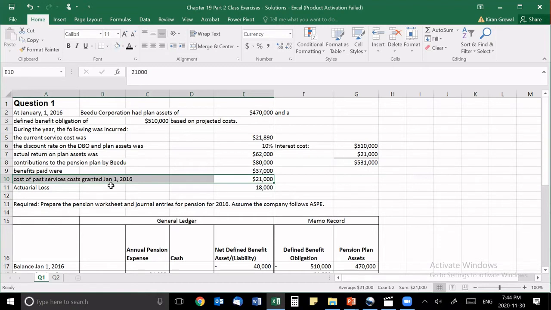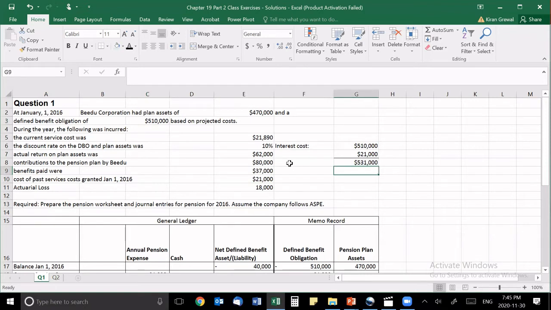If it said the cost of past service was granted December 31st, then you wouldn't be adding this 21,000 to your DBO to determine your interest cost. You would just take your discount rate and multiply it by the opening balance of the DBO. If you remember from the last video, this past service cost was granted December 31st, so we didn't have to do anything with it when we were figuring out our interest costs. But because this is granted at the beginning of the year, and you're supposed to use the opening balance of the DBO, this technically should be added. So you're going to multiply that whole thing by 10%, and that's going to give you your interest cost for the year.